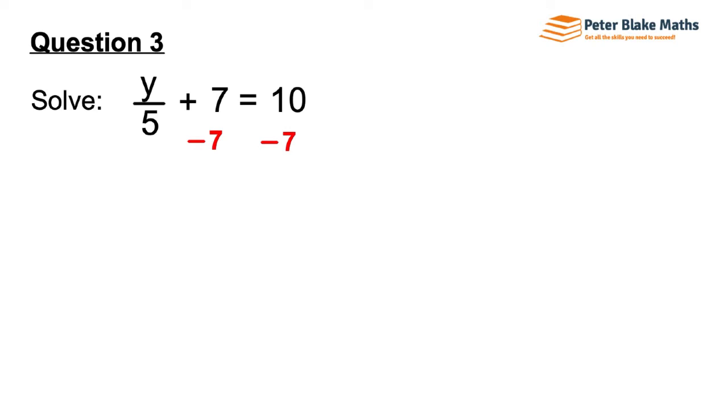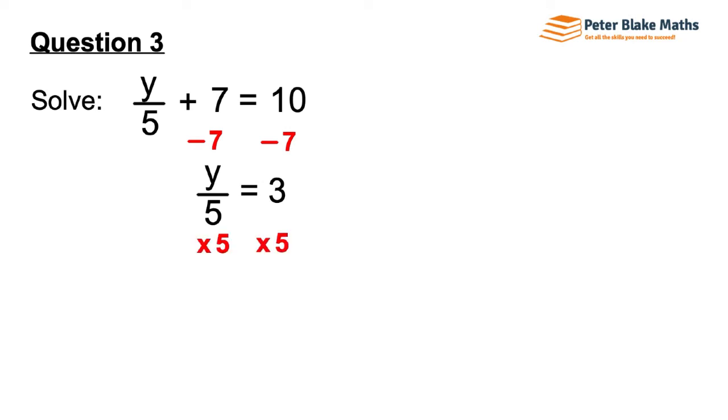On the left-hand side, the plus 7 and the minus 7 will cancel each other out, which is what we want, leaving us with a term of y over 5 on the left-hand side. On the right-hand side, we just calculate 10 minus 7 is 3. Now we've just got to move the 5. Now the 5 is dividing on the left-hand side, so to move it we need to do the opposite of that to both sides. So the opposite of dividing by 5 is multiplying by 5.